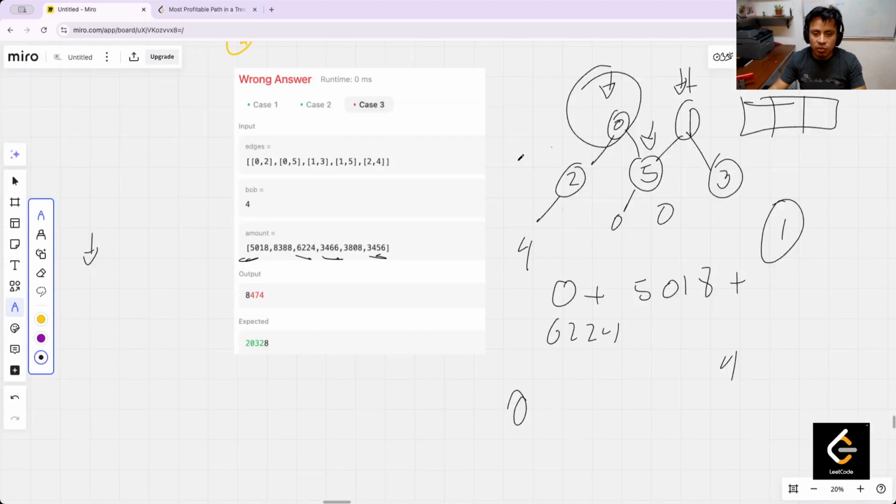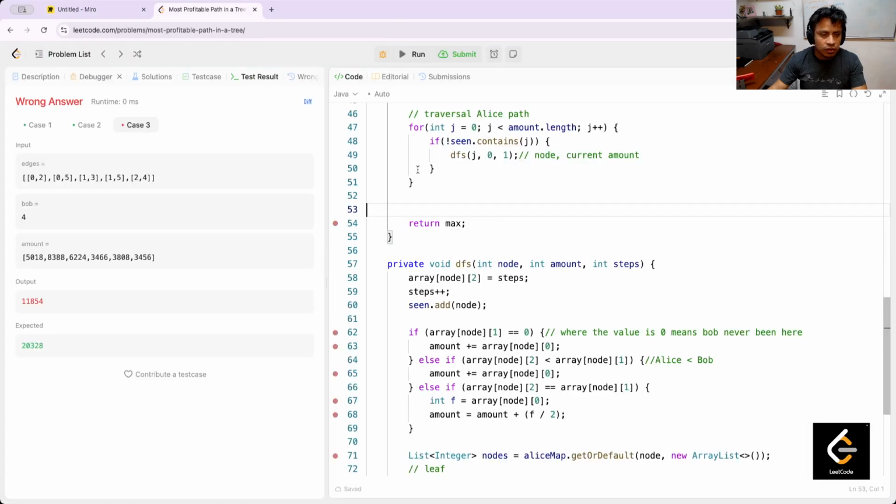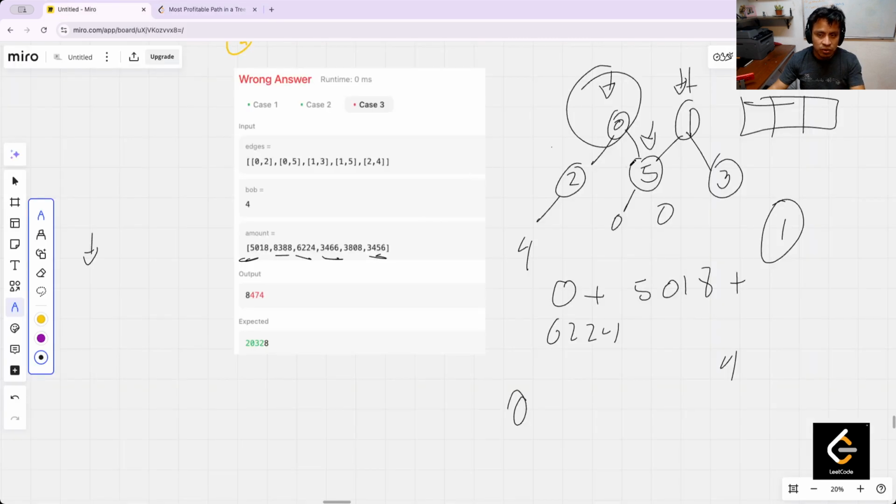What is the one, 3. One is this value is plus 3. 0, 1, 2, 3 is this. It's 11. It's 11,854. That is, the result is wrong.